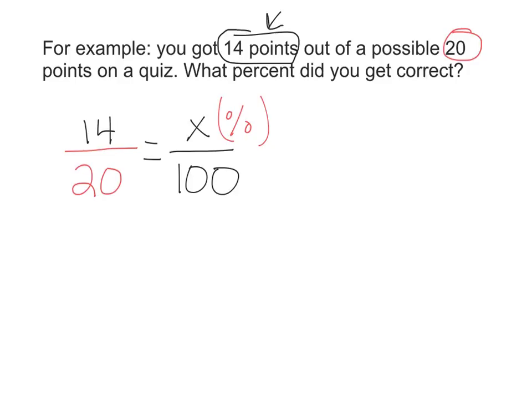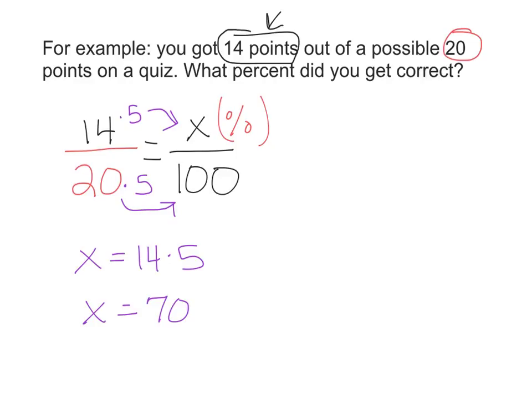So we're going to solve this proportion. I think I'm going to use what I know about multiples, and I know 20 times 5 is 100, so then I'm going to multiply 14 times 5 to get x. So x is going to equal 14 times 5, and that is 70. And don't forget, this is representing a percent, so you need to put a percent there. So if you got 14 points out of 20, you would have gotten a 70% on this quiz.